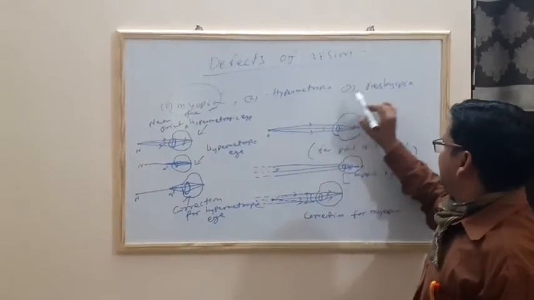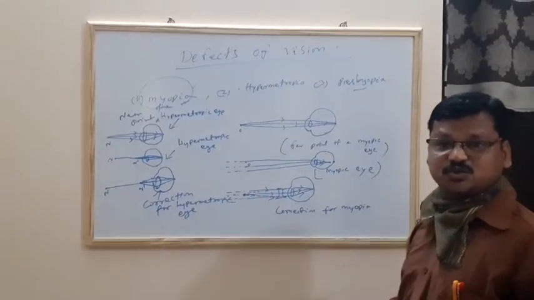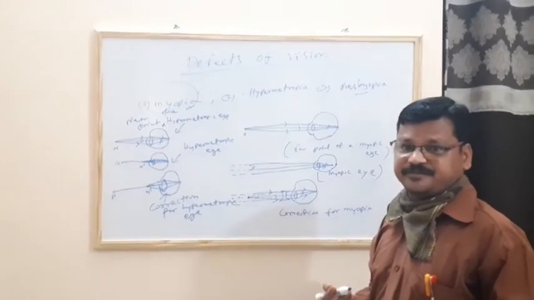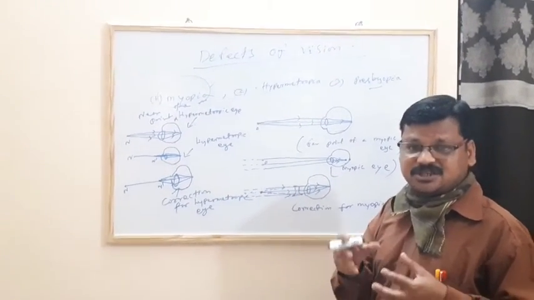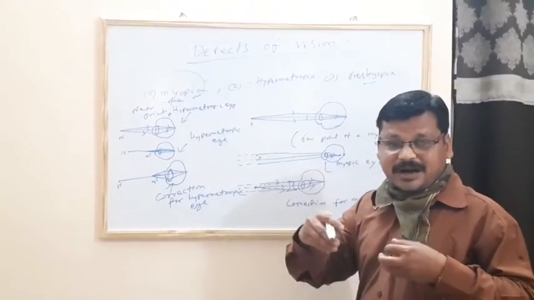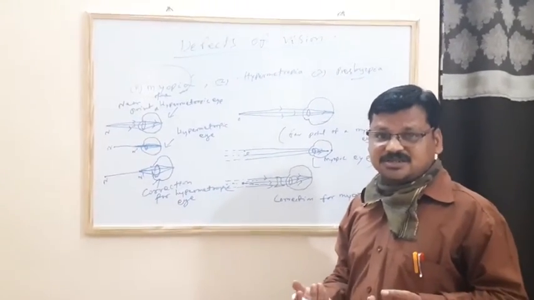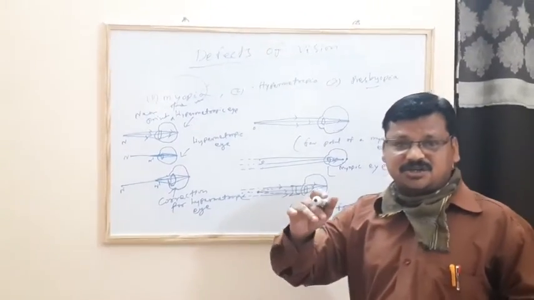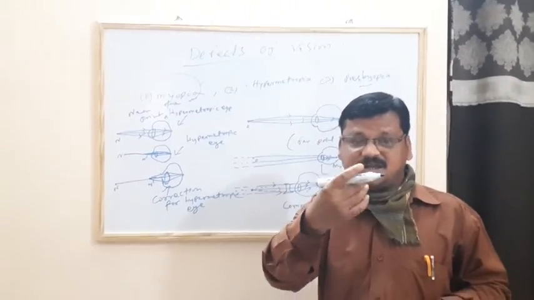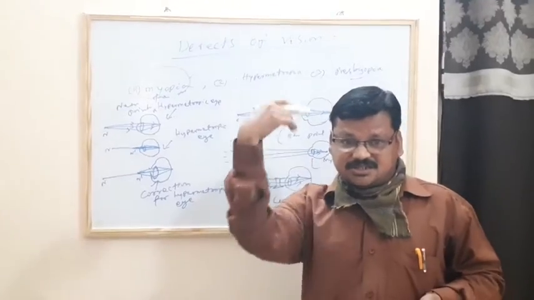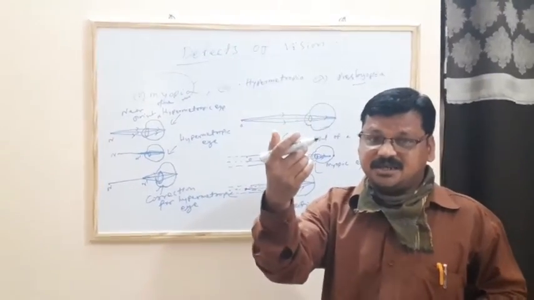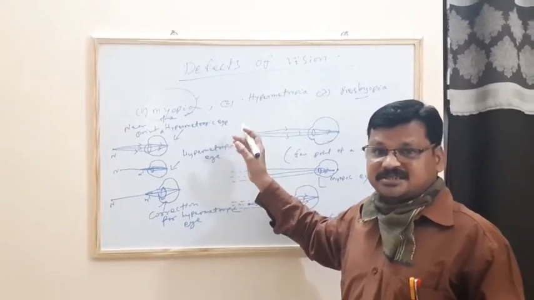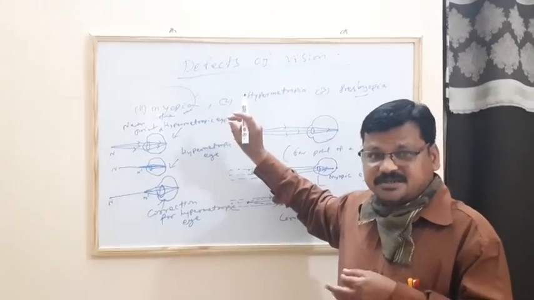Another eye defect is presbyopia, which occurs due to old age. At old age, the ciliary muscles become weak. Actually, the ciliary muscles control the power of accommodation, which helps make the eye lens thin or thick. When we see a nearby object, the eye lens becomes thick. When we see a distant object, the eye lens becomes thin. So at old age, the ciliary muscles become weak. Their flexibility diminishes.